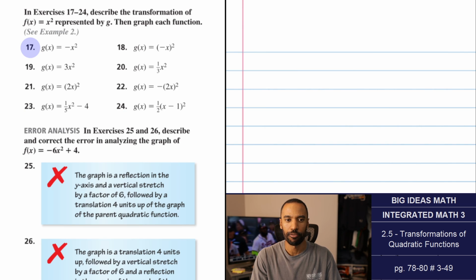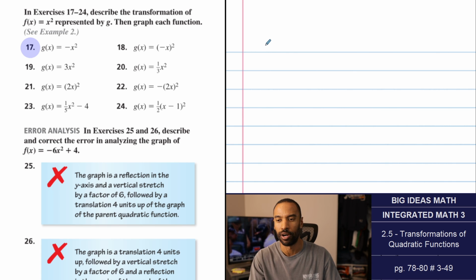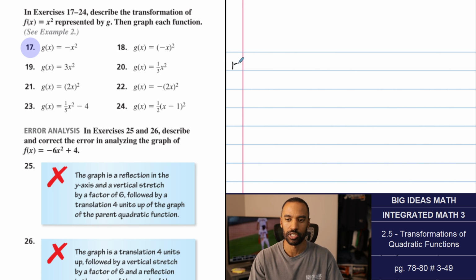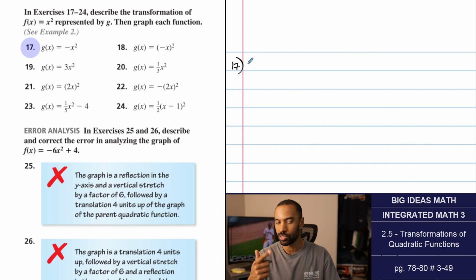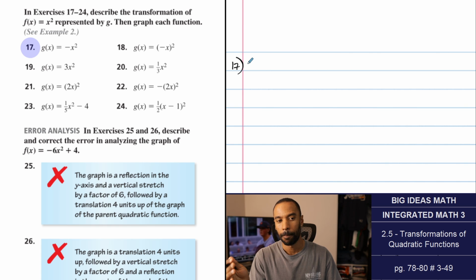Numbers 17 to 24 describe the transformation of this represented by g, then graph each function. The difference on these ones is now we're not doing, well, we are doing a translation on 23 and 24, but we're not doing so much on translations anymore. Now we're really focused on reflections and stretches and compressions or shrinks. Some are vertical, most are vertical, some are horizontal.